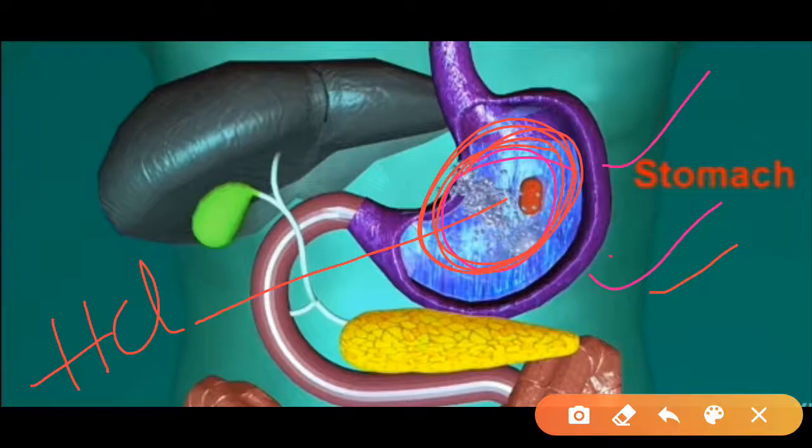And even chemical digestion begins in the mouth, when the food mixes with saliva. That is also a chemical reaction. Here pepsin, and in the stomach also HCl. The secreted enzymes reacting with food is also a chemical change.